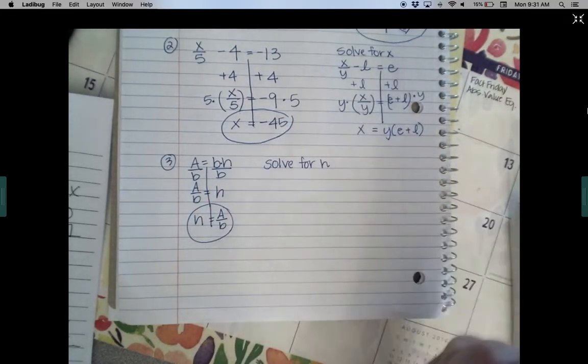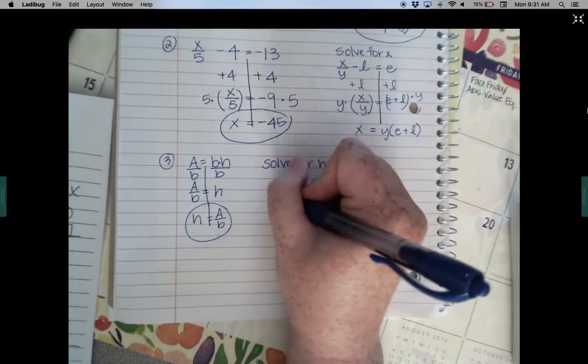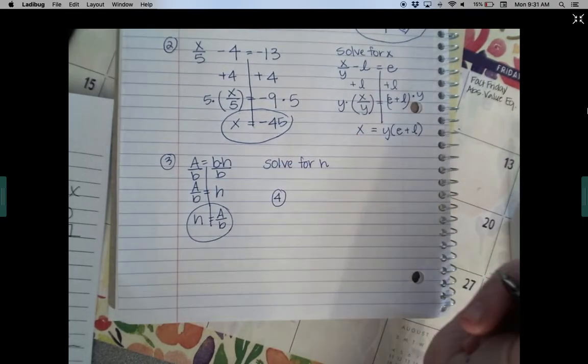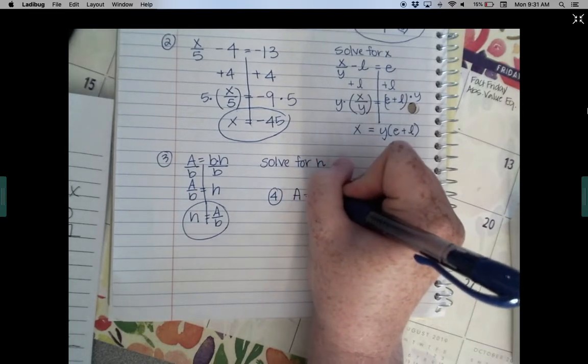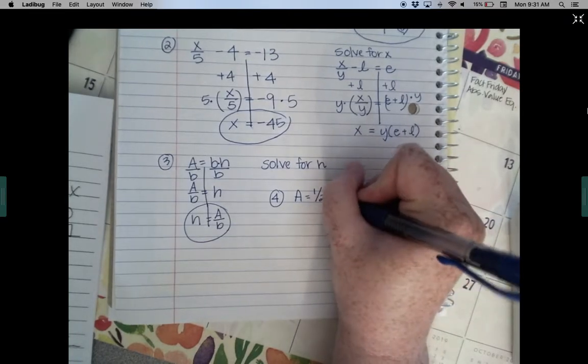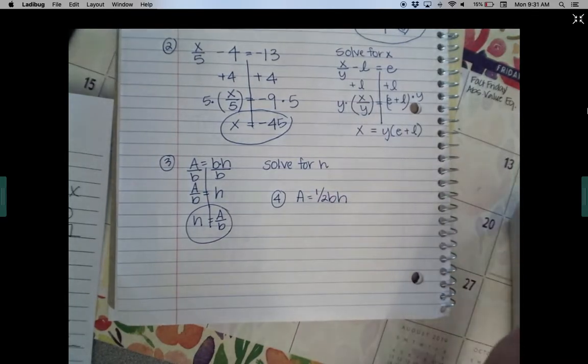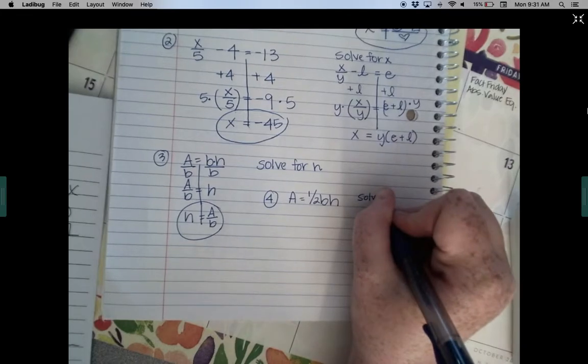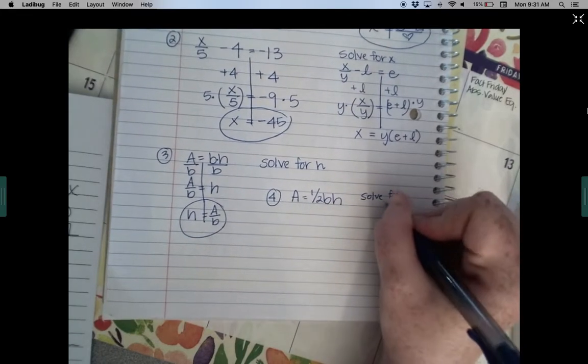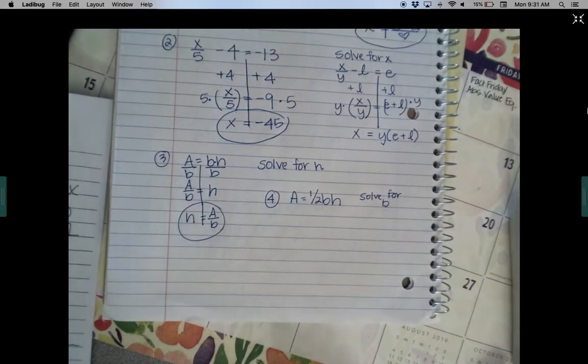Okay. Let's do another example. I'm going to write it here just because I don't want to run out of space. Let's do a equals 1/2 b times h, which is the formula for area of a triangle. I want you to solve for b. That would be like if I was given all parts of a triangle, except I need to figure out the base of the triangle.